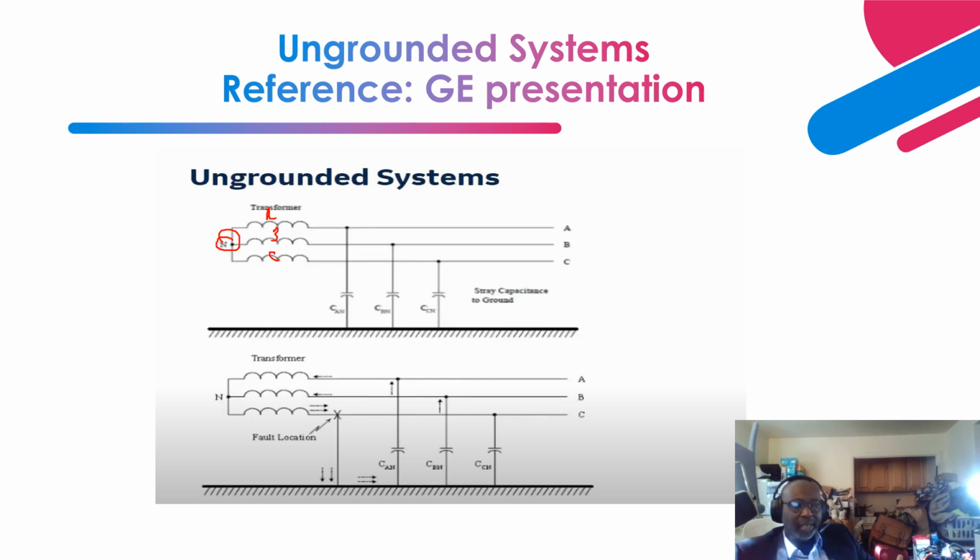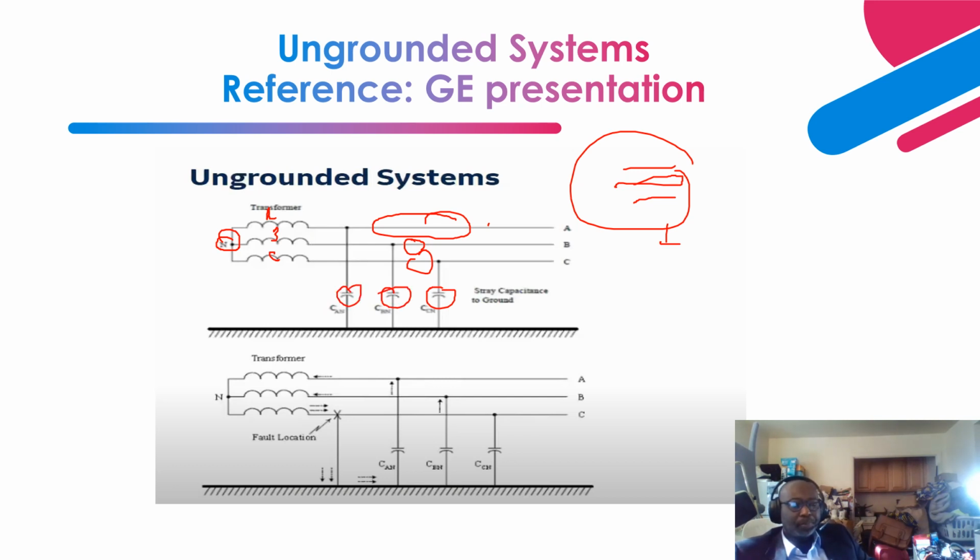As you can see over here, the only connection to ground is this stray capacitance that I was talking about. It's imaginary. It's based on the insulation system of the winding, phase A, phase B, phase C. And as you know, if you have an insulation system, you have a conductor acting as an electrode and you have a ground plane. If this is the insulation and this is the conductor, it forms a capacitor. So this is the stray capacitance that you're seeing over here.